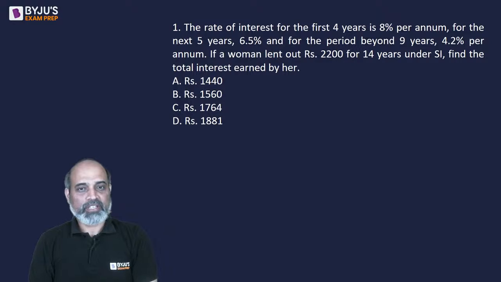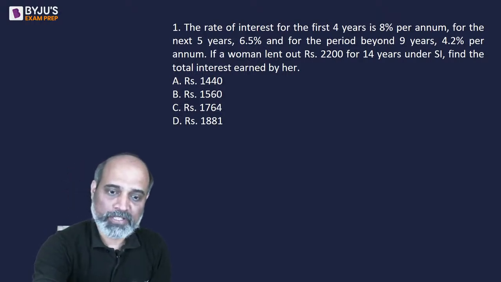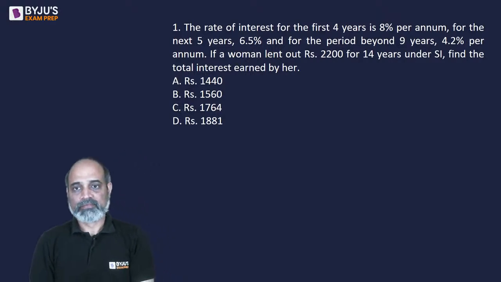So the first question is, the rate of interest for the first 4 years is 8% per annum, for the next 5 years is 6.5%, and for the period beyond 9 years is 4.2% per annum. If a woman lent out rupees 2200 for 14 years under simple interest, find the total interest earned by her.